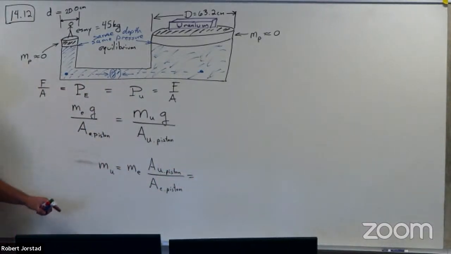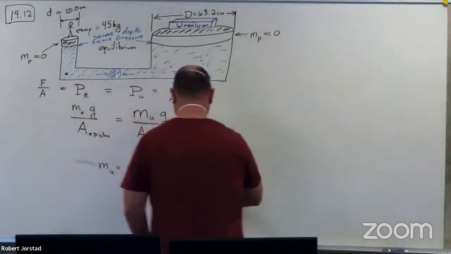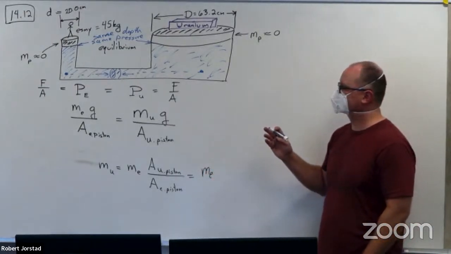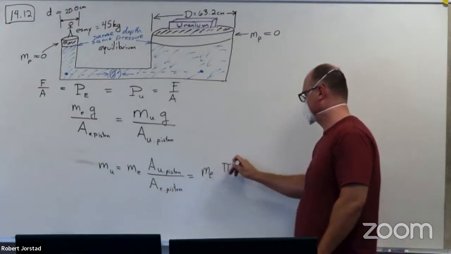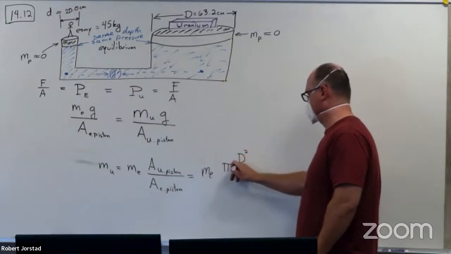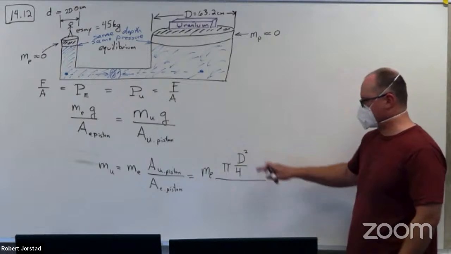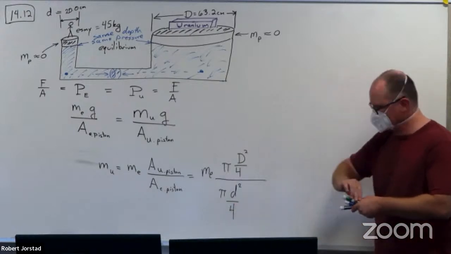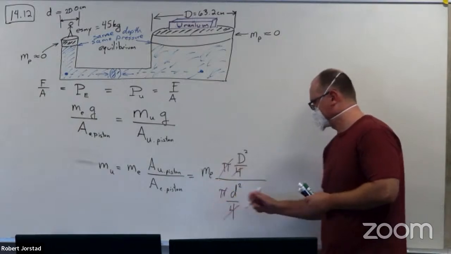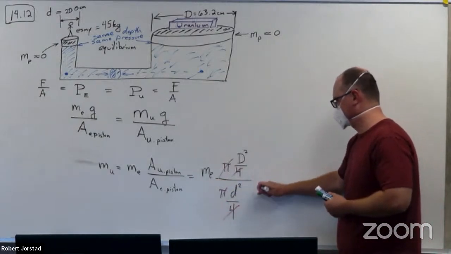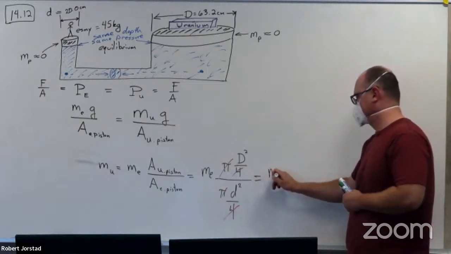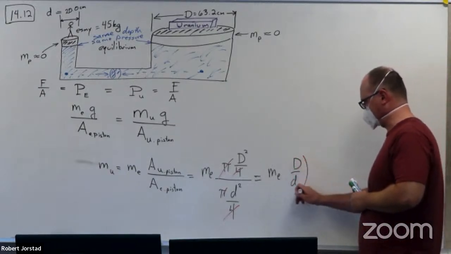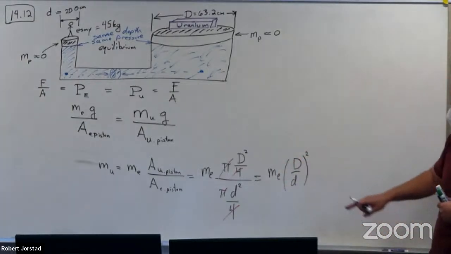What's the equation for the area in terms of its diameter? Somebody help me out. What's the area involved? Pi d squared over 4. Uranium has the big diameter. Notice what drops out. A lot of these constants. So it's not just the diameter, it's the diameter squared. You could take the ratio of the diameters and square it. Notice the units are going to drop out.